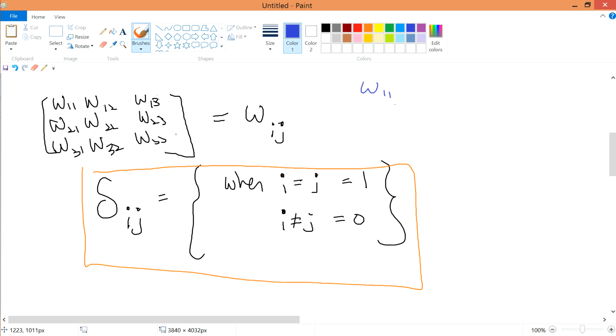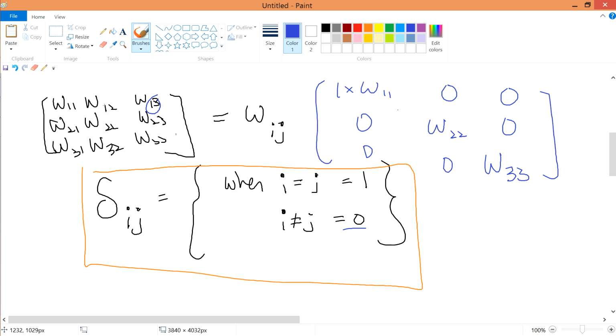w11, we just keep it, times 1. And if it's 1, 2, where i and j are different, then we can set it as 0. So I have 0 over here, and since this is also not the same, I have 0. In the end I'll achieve something like this, where I'll only have the dummy indices left over, where I also have 1 times w22. As you can see, they are all the same indices.